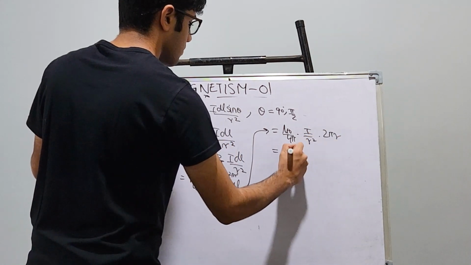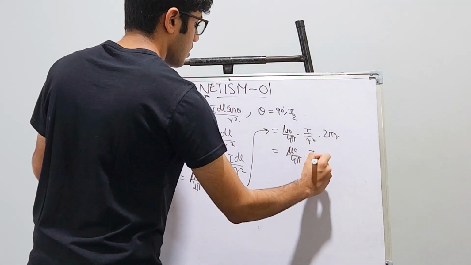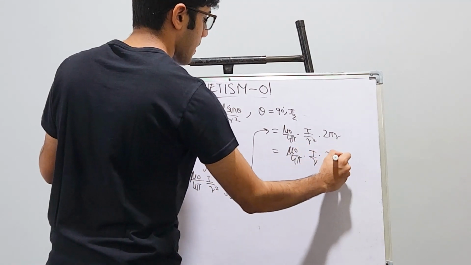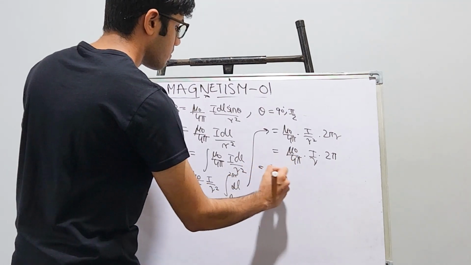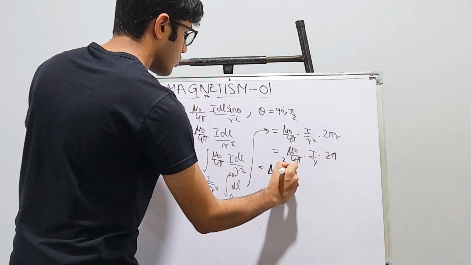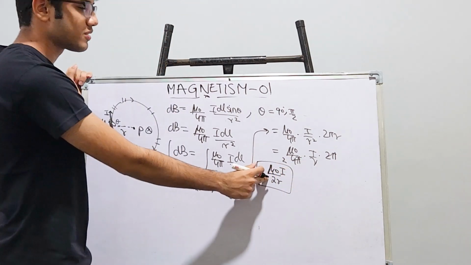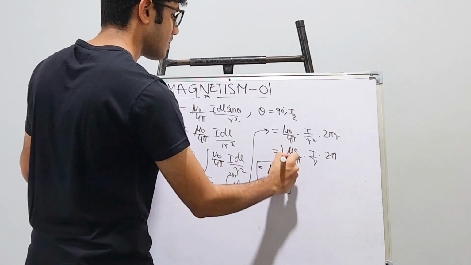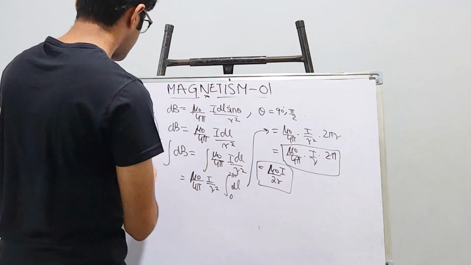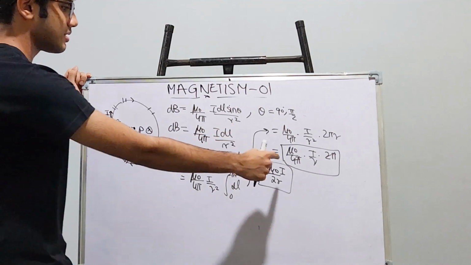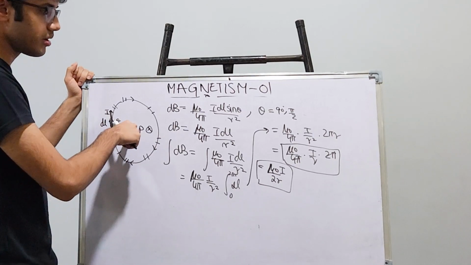This is now mu naught by 4 pi I by r into 2 pi. Now in many books, we can also write this as mu naught I by 2r, but I would not prefer using this formula. I would rather stick to this formula. I'll explain in a while why I have stuck to this formula. So this is the magnetic field due to a current carrying circular coil at its center.